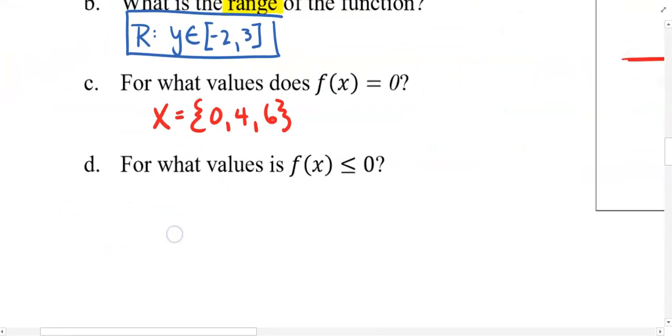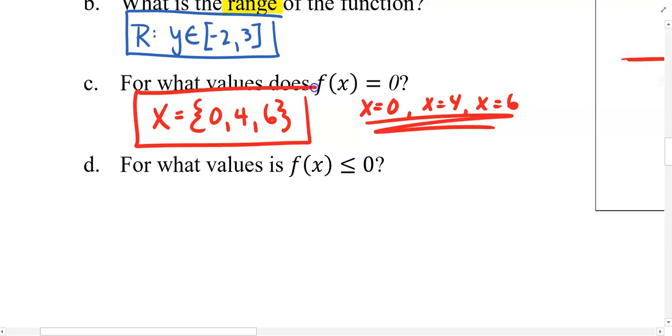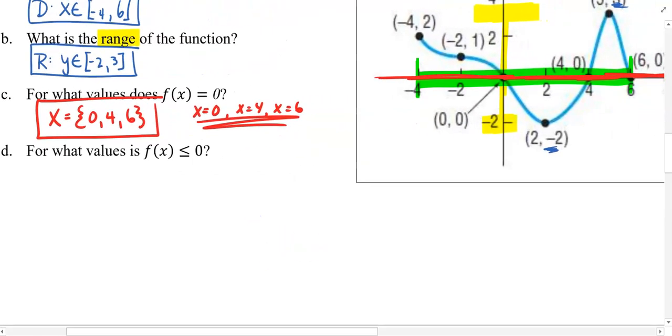Now I've listed these three in a set of numbers. If you tell me that x equals 0, x equals 4, and x equals 6 separately, that's okay too. But this set notation is appropriate for this solution. We have a set of numbers that satisfy this particular function, or I'm sorry, this particular question.